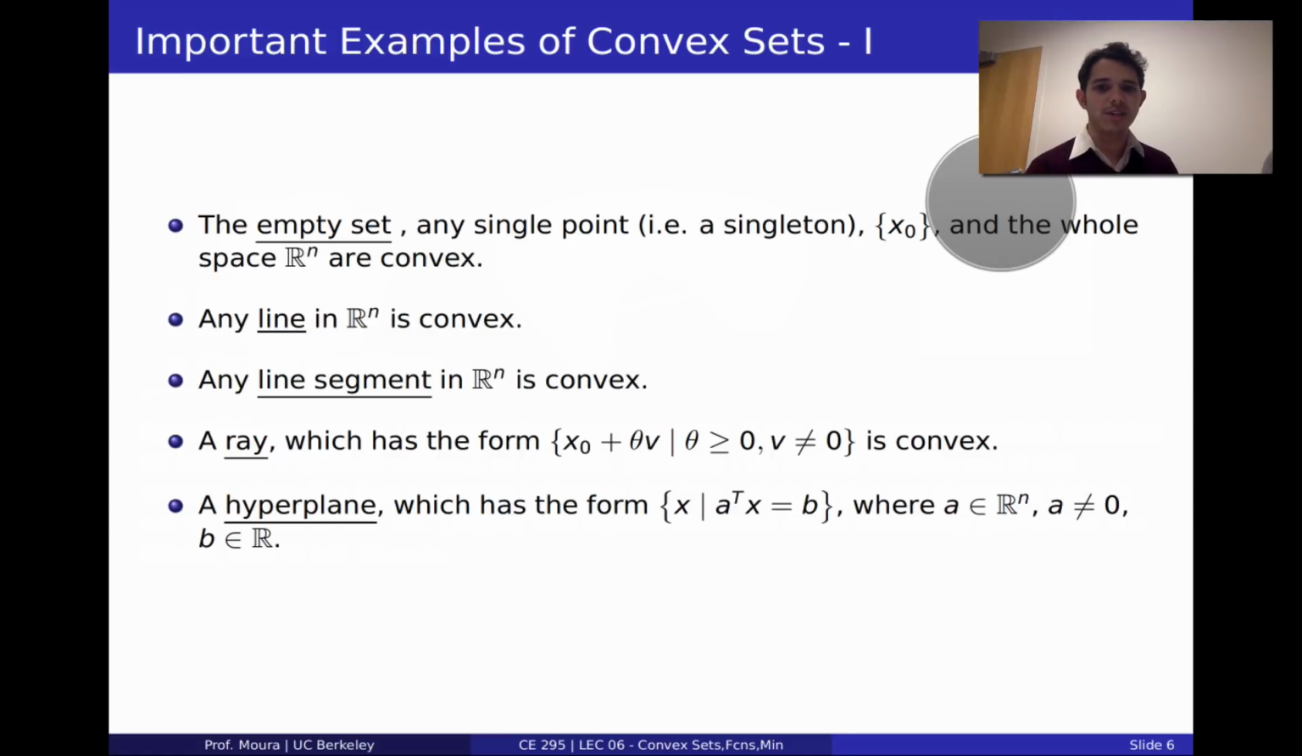The empty set or a single point, sometimes we call this a singleton, or the whole space Rn, by convention, well, at least for the empty set and the single point, by convention, we denote that as a convex set. Okay, so that's kind of this degenerate version of the definition. And then the whole space of Rn we'll call convex.